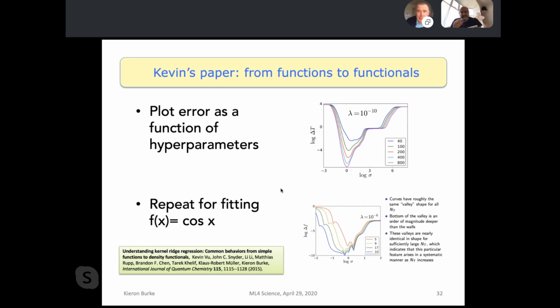And I think one of these curves is for our little function, and then another one is for our particle in the box. And this is looking at the landscape as a function of the hyperparameters. And you see that they look very similar. So we could use this to really understand better how machine learning works. And these were actually high school students, Brandon and Tarek, who were working with me that summer.